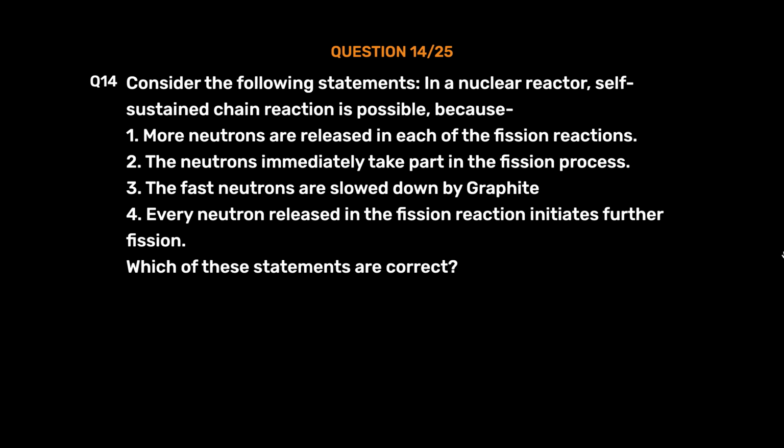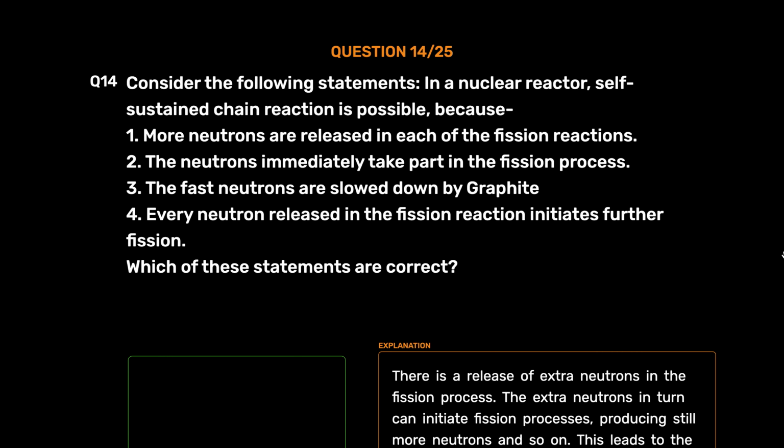1 and 3. There is a release of extra neutrons in the fission process. The extra neutrons in turn can initiate fission processes, producing still more neutrons and so on. This leads to the possibility of a chain reaction. If the chain reaction is controlled suitably by the control rods made of graphite, a steady energy output could be received. This is what happens in a nuclear reactor. Hence statements 1 and 3 are correct.